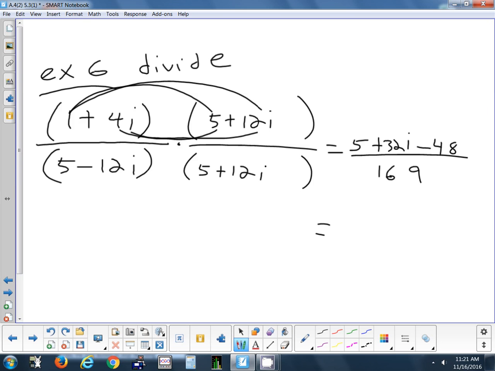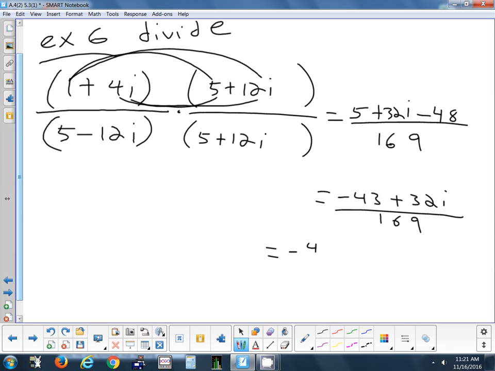Okay, you can write that step if you want, but if you don't write it, I'm fine with that. If you do that part in your head, just don't make a mistake. What's 5 minus 48? Negative 43. Yep, negative 43 plus 32i over 169. And now I'm just about done. What's my last thing I got to do? Separate it. So the real part is negative 43 over 169. And the imaginary part is 32 over 169.